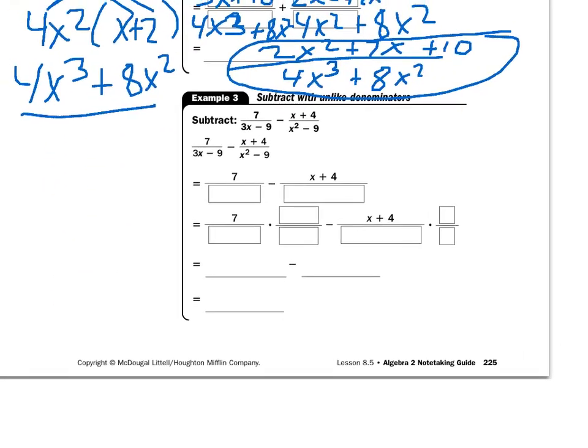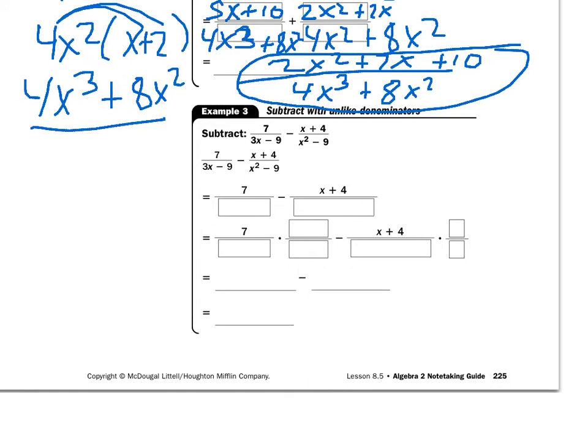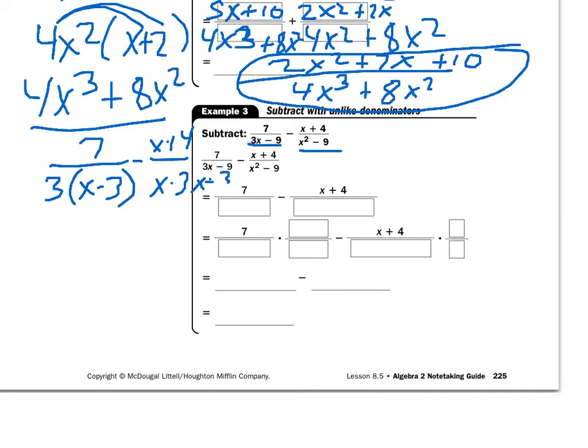All right, let's take a look at example 3 now. In example 3, common denominators, what I would do is factor each of these out and see what I have. On the left-hand side, it looks like I have 3 times x minus 3. So 7 over 3 times x minus 3. On the right-hand side, it looks like I have x plus 4 over a difference of squares, x minus 3, x plus 3.